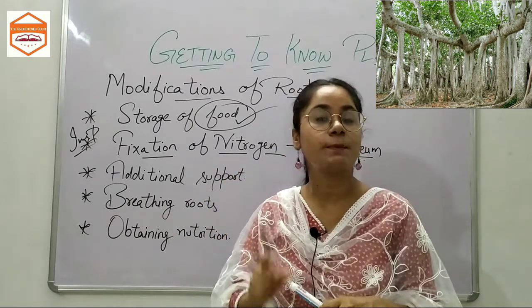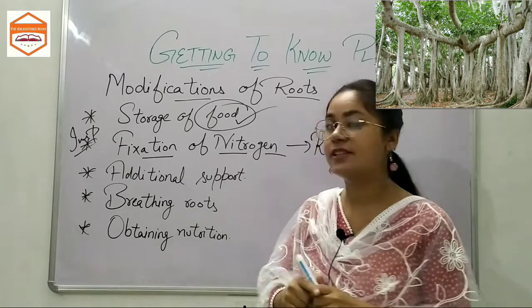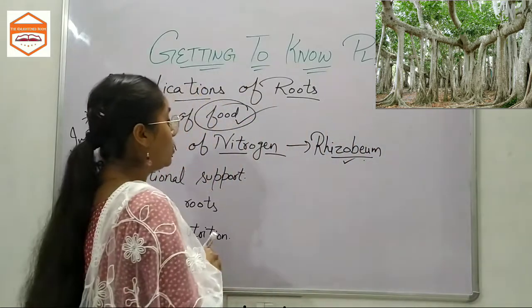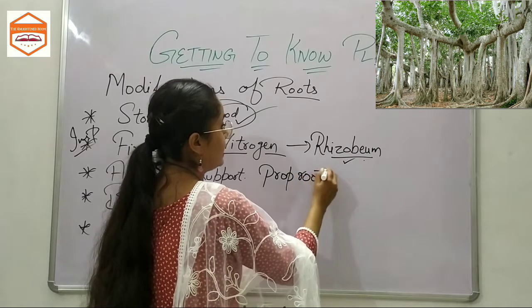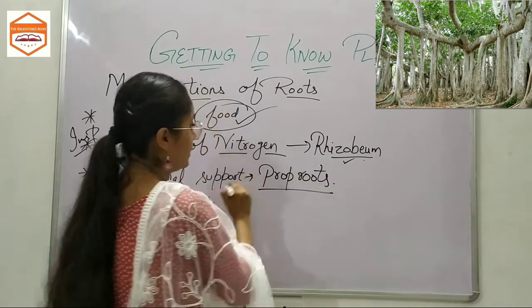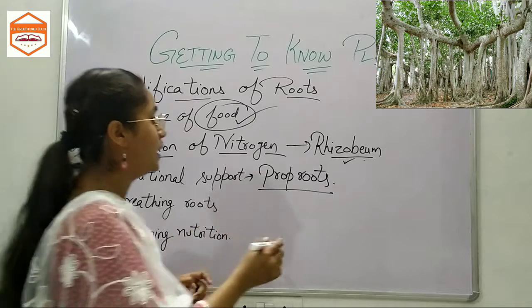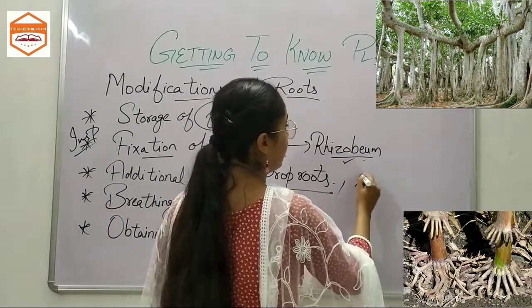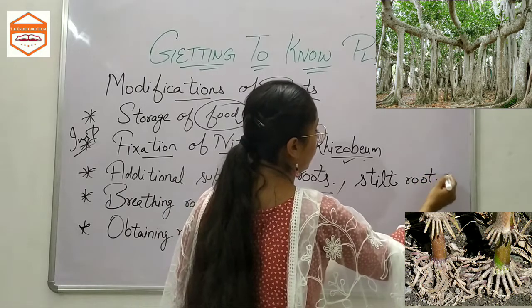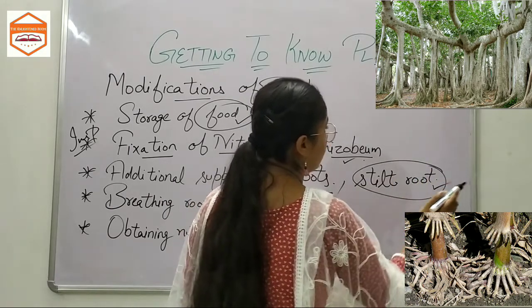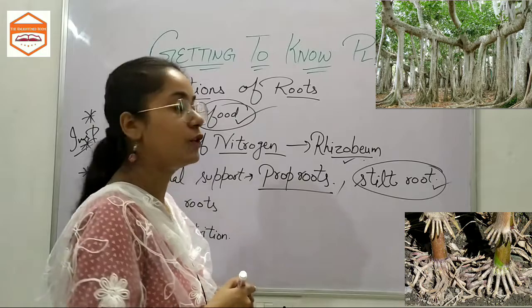They have the function to support the plant, and these rope-like roots are known as prop roots. They are known as prop roots because they help to support the plant. Now there are some plants like sugarcane that have stilt roots. They grow from their nodes and they have stilt roots. You can take a look at the stilt roots in the picture.